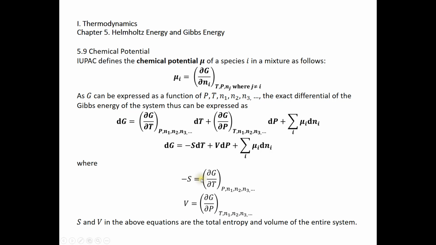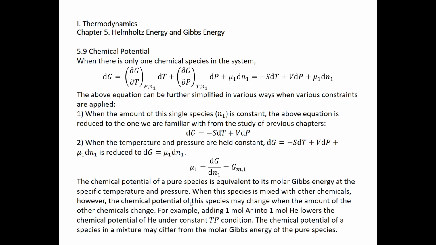Negative entropy is ∂G over ∂T. Volume is ∂G over ∂P. By holding all other independent variables constant, S and V are the total entropy and volume of the entire system.